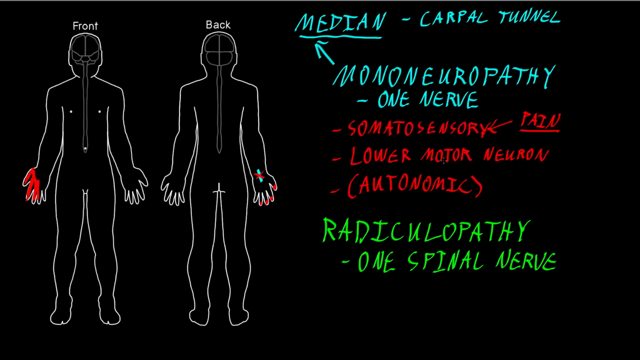And they may also develop lower motor neuron abnormalities to some of the muscles in the hand, particularly these ones at the base of the thumb here. So there may be weakness or wasting of some of these muscles in that one hand.